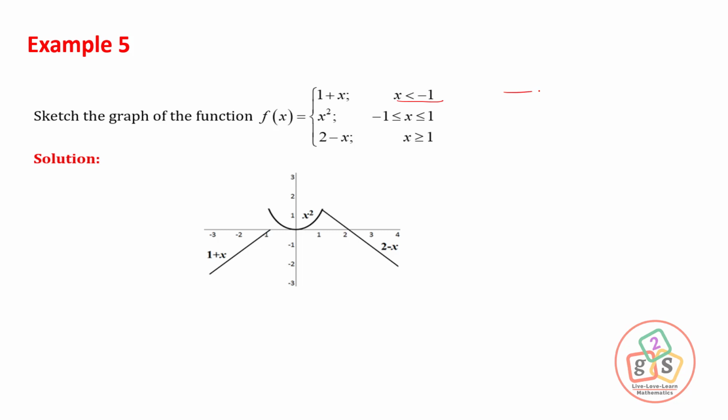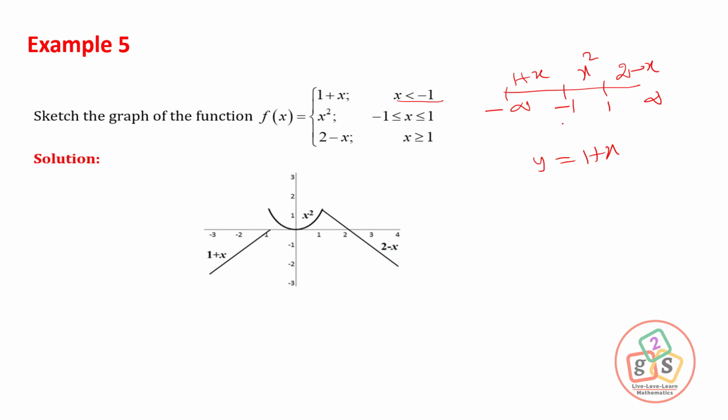So here we have three functions, from minus infinity to plus infinity. Up to minus 1, one function is given, namely 1 plus x. From minus 1 to plus 1, we have x square, and above 1 it is nothing but 2 minus x. So first we consider y is equivalent to 1 plus x, the first function.